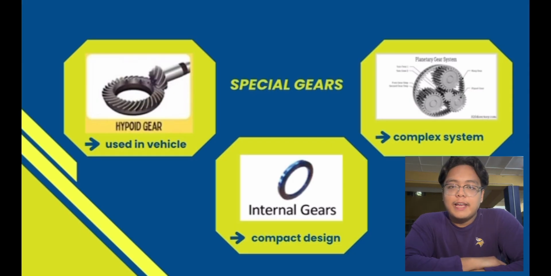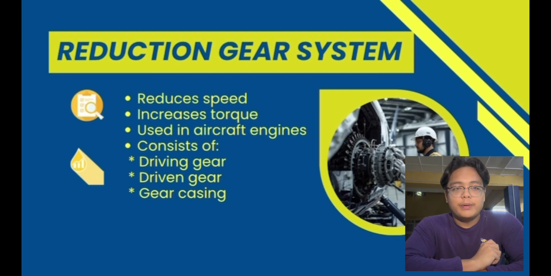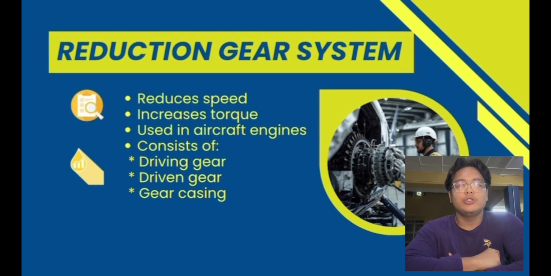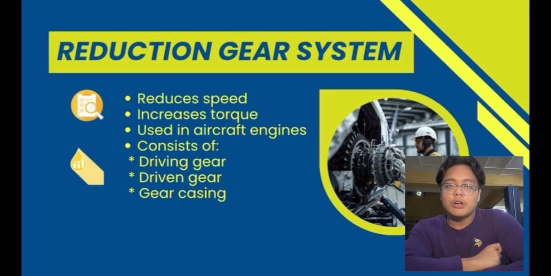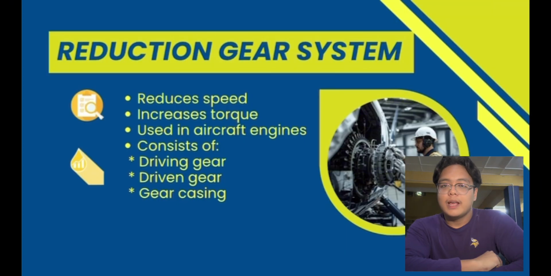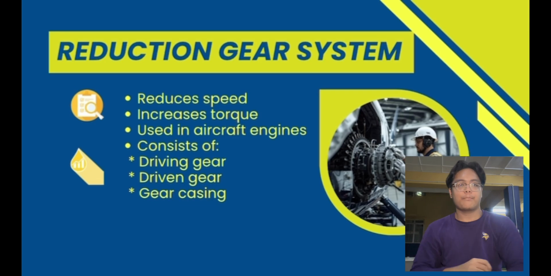And for the next slide, lastly, reduction gear systems are used to reduce speed and increase torque. This is very important in aircraft engineering where high power is needed at lower speed. A reduction gear system usually consists of a driving gear, a driven gear, and a gear casing. These systems ensure efficient and controlled power transmission.